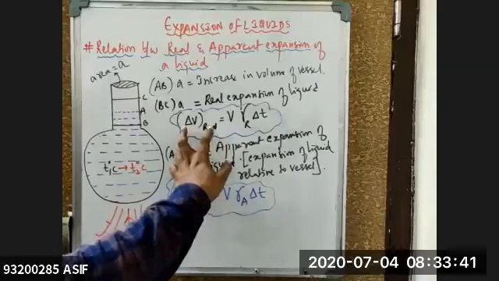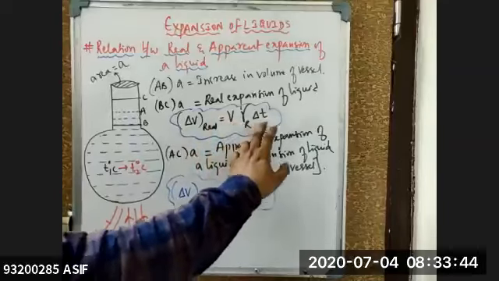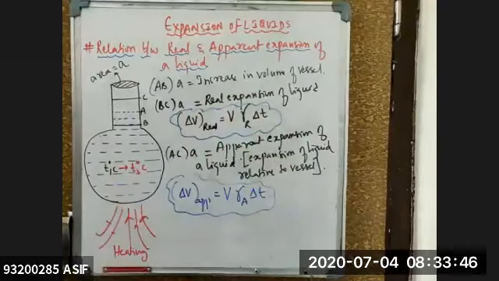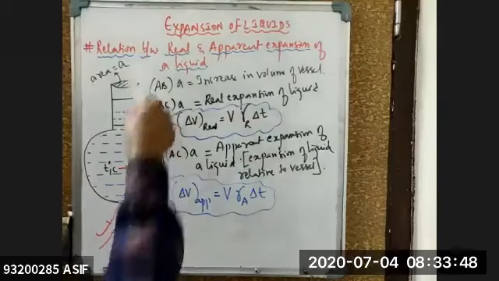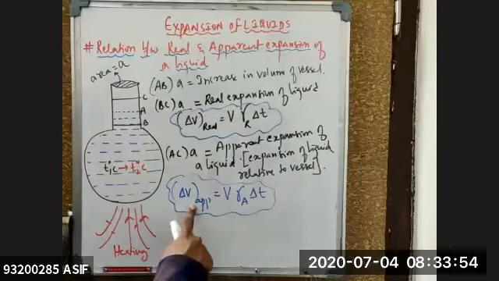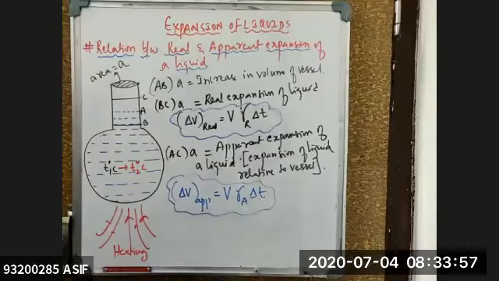Okay, now how do we write that increase in volume? Delta V is equal to V into gamma R into delta T. Gamma R is the coefficient of real expansion. In the same way, A to C is the apparent expansion of the liquid, that is, the expansion of the liquid relative to the vessel. So delta V apparent is equal to V into gamma A into delta T. Is it clear for everyone?